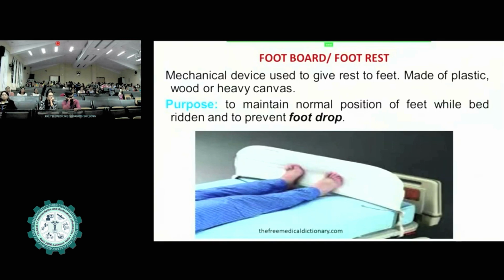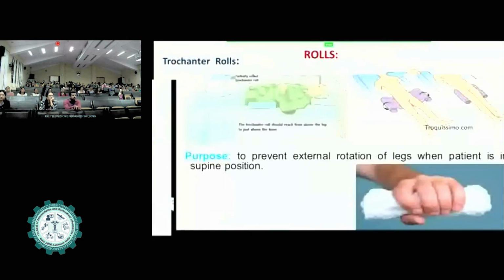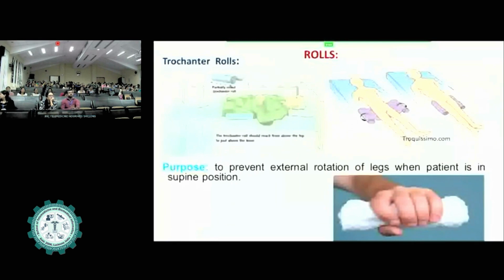Now coming to roll. Rolls can be trochanter rolls or hand rolls. Trochanter roll is made up of bath blanket or a sheet which is placed below the trochanter and is rolled in counterclockwise direction. As you can see in the second picture, the roll is made in counterclockwise direction, and the main purpose is to prevent the outward rotation of the hips and the thighs.